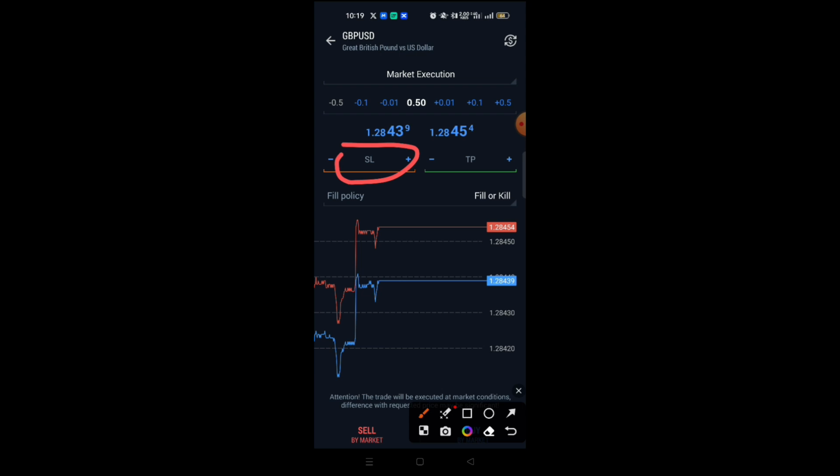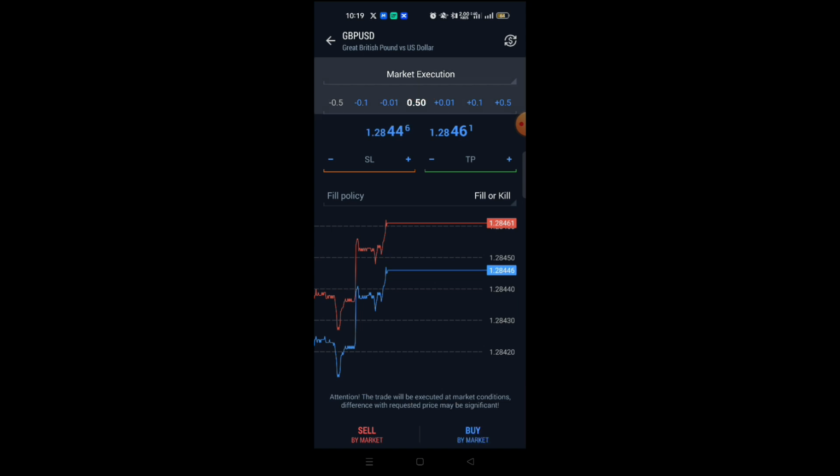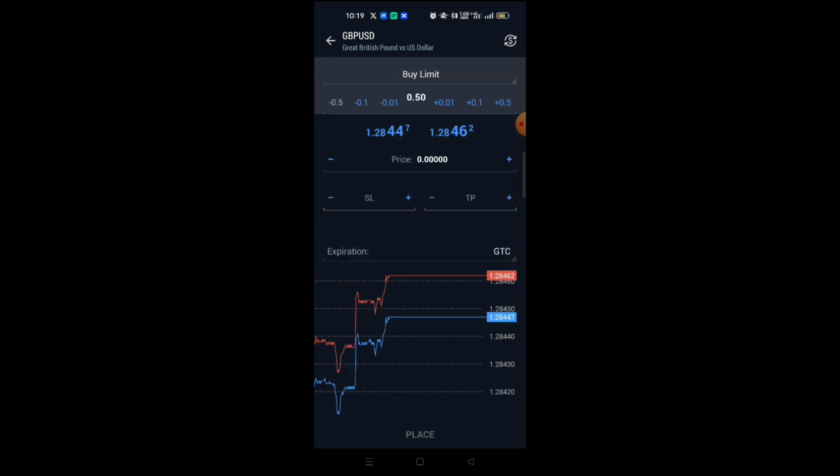Then if you want to buy or sell, you click on this place to select. Market execution means that you are entering the market at the current price. Do you get? Then buy limit is when you are buying either at the current price or below the current market price. That is limit.